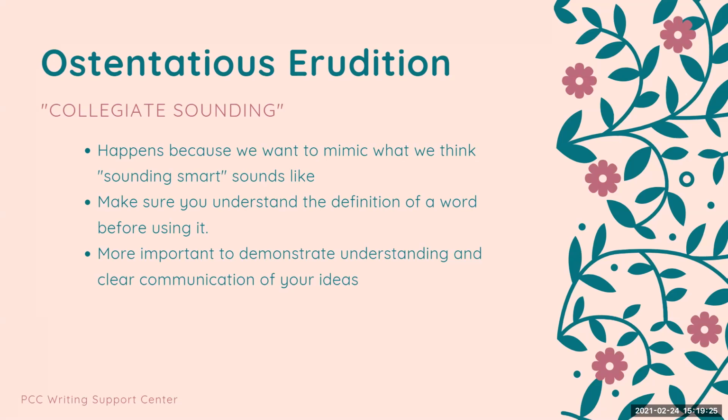Ostentatious erudition. This is when you're using collegiate sounding words in a sentence, or in your writing. This often happens because we want to mimic what we think sounding smart is. We often associate the use of big words as like, oh, that person is really intelligent. So we want to add that into our writing to make sure that our writing sounds like college level writing.